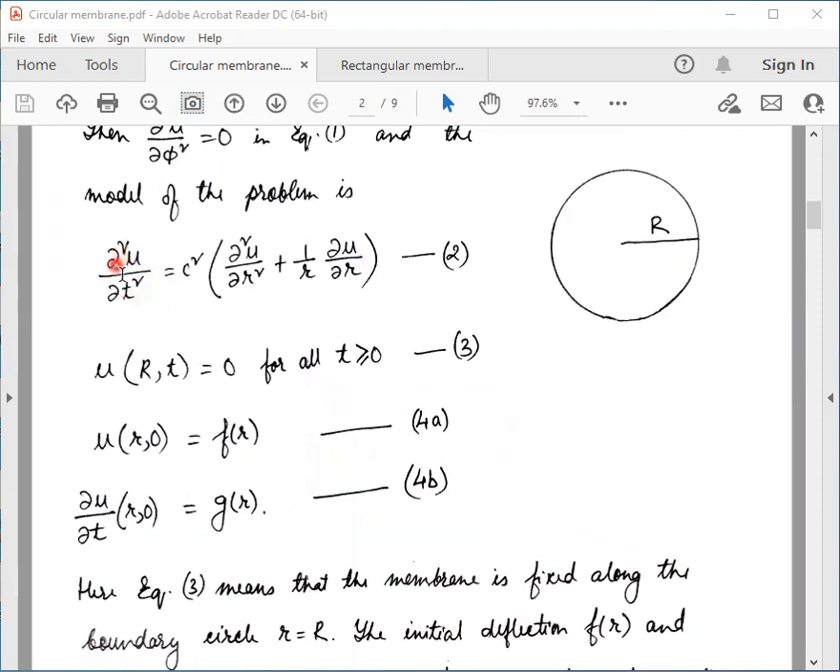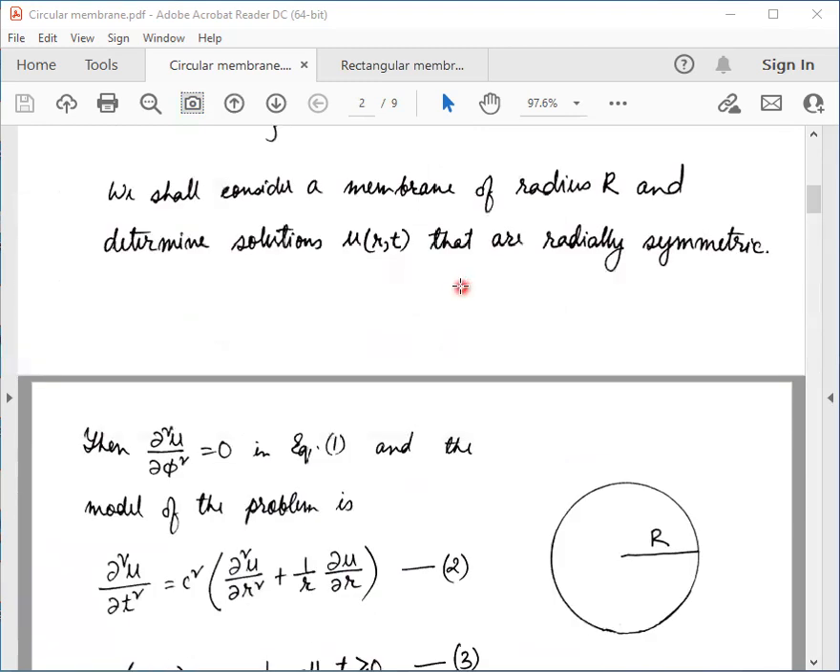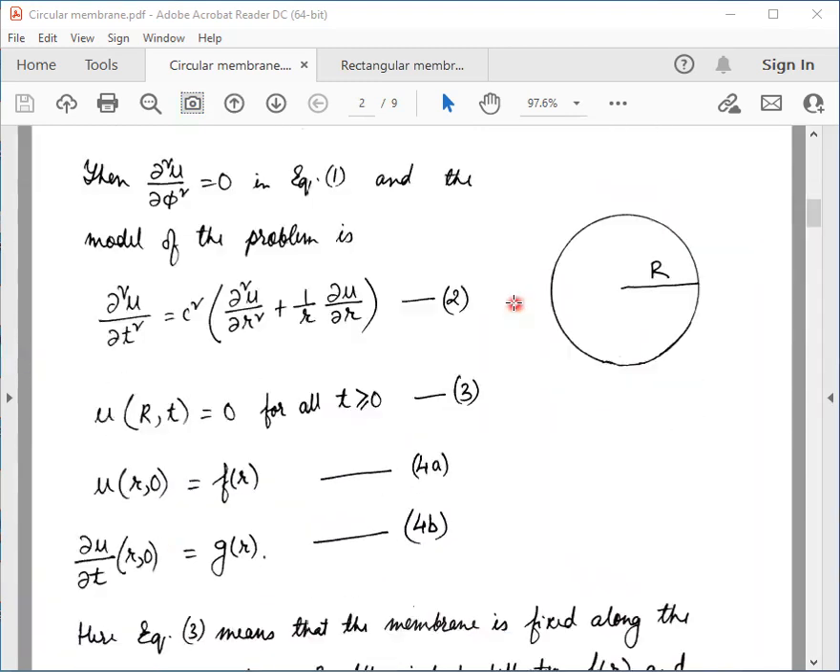The second order partial derivative of u with respect to time is equal to c square times (the second partial derivative of u with respect to r, plus 1 by r times the partial derivative of u with respect to r). This is the wave equation for a circular membrane, and this circular membrane is vibrating, and the solutions are such that they depend only upon r. That is, the solutions are radially symmetric.